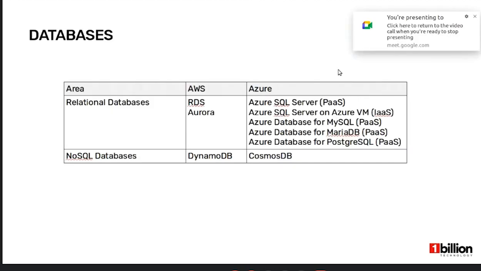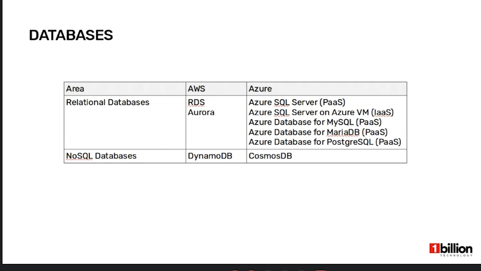And when it comes to databases, right, in relational, you will find RDS and Aurora in AWS, but when it comes to Azure, there are multiple offerings, and you can see PaaS options, IaaS options, and all that. When it comes to SQL Server, you find it's a PaaS option. And in addition to that, if you want to use MySQL, MariaDB, or Postgres, you can use that. Again, those are PaaS offerings. And if you want to do a lift and shift from on-premise to Azure without any change, you can use the IaaS option as well.